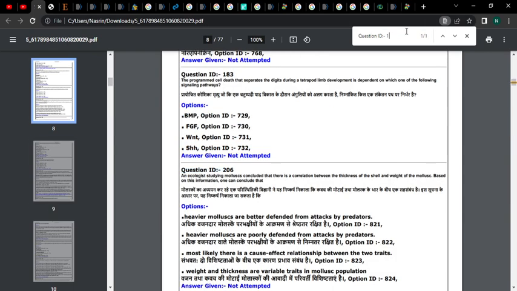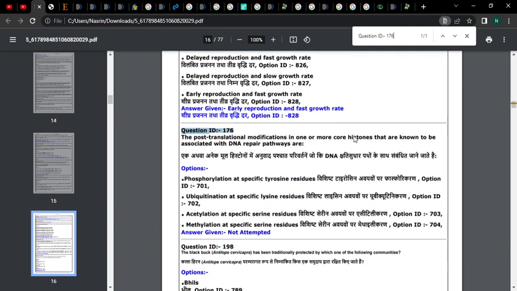Next question is question number 176. This is regarding post-translational modification, one of the core histones known to be associated with the DNA repair pathway. The correct option is ubiquitination of specific lysine residues, whereas phosphorylation does not occur on tyrosine residues, it occurs on serine residues. If you take acetylation, here they say acetylation occurs on a serine residue, but generally acetylation is done on lysine in histone 3. And methylation generally is not done on serine residues. Methylation is done only on arginine and lysine amino acids. So the correct option is ubiquitination at specific lysine residues.